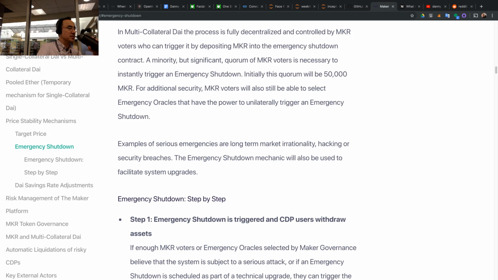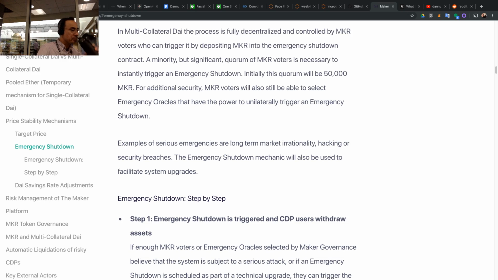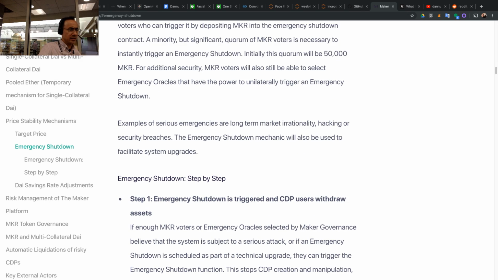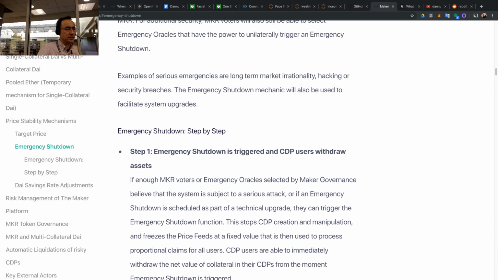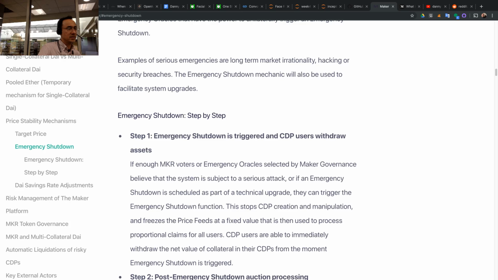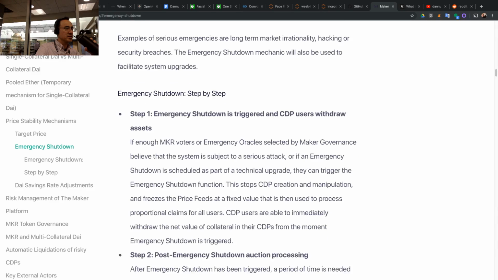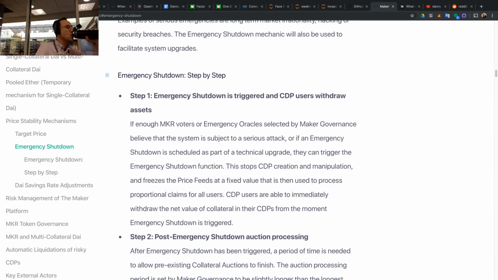Examples of serious emergency are long-term market irrationality, hacking or security breaches. The emergency shutdown mechanic will also be used to facilitate system upgrades. Okay, emergency shutdown step by step.